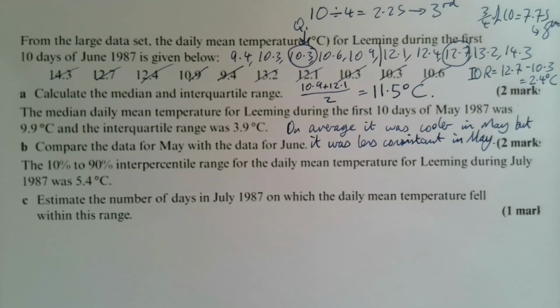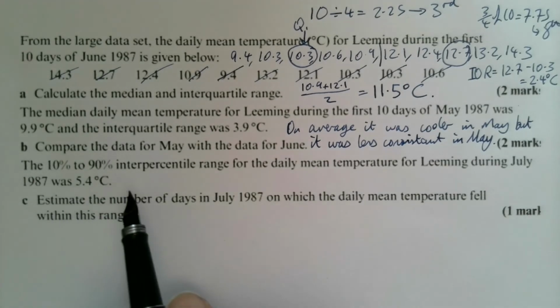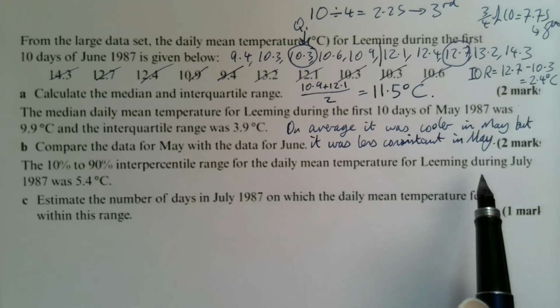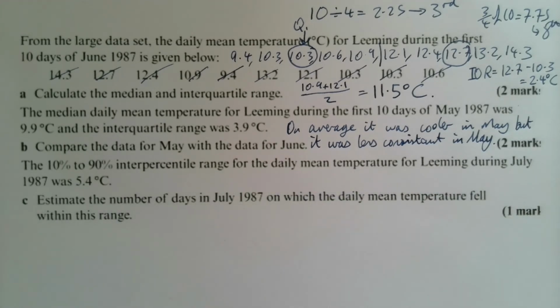Okay, moving on to part C. The 10% to 90% interpercentile range for the daily mean temperature during July was 5.4 degrees. Estimate the number of days in July on which the daily mean temperature fell within this range.